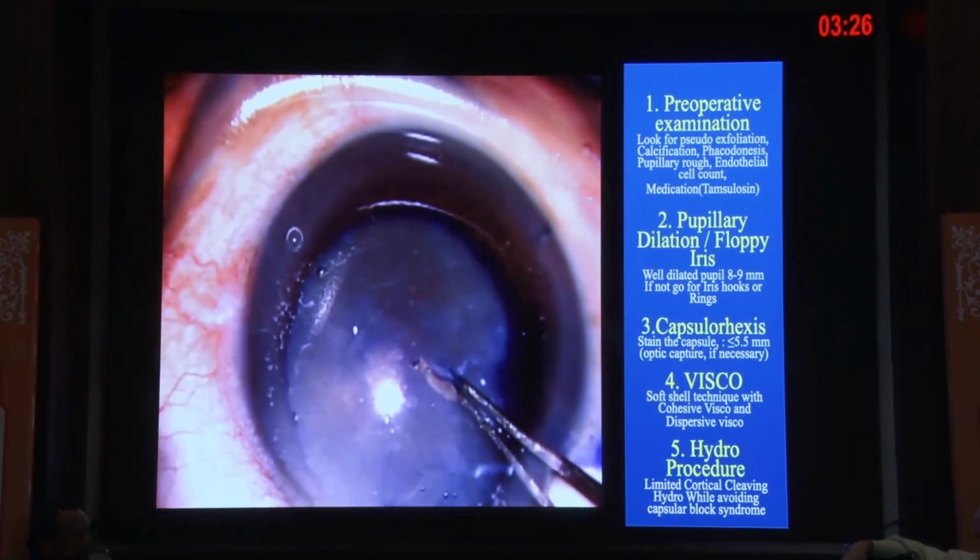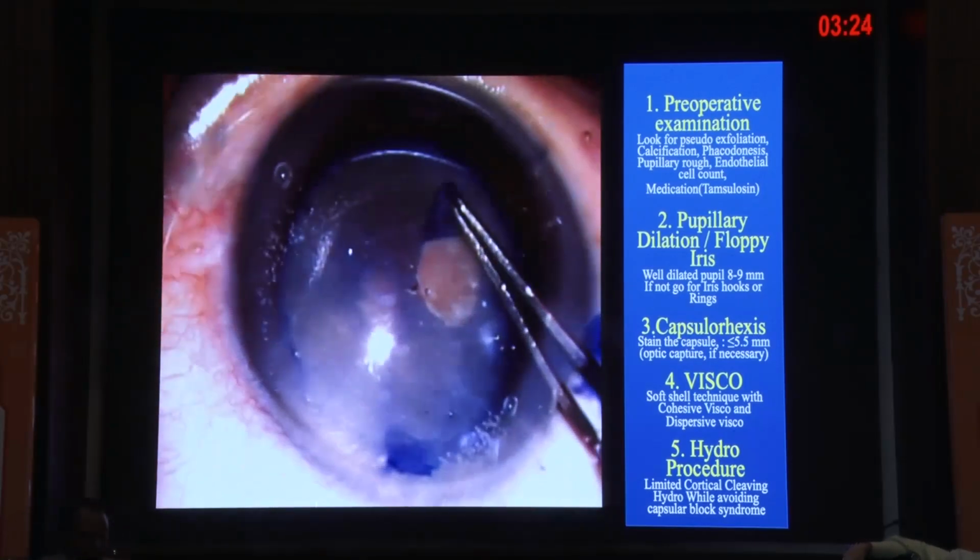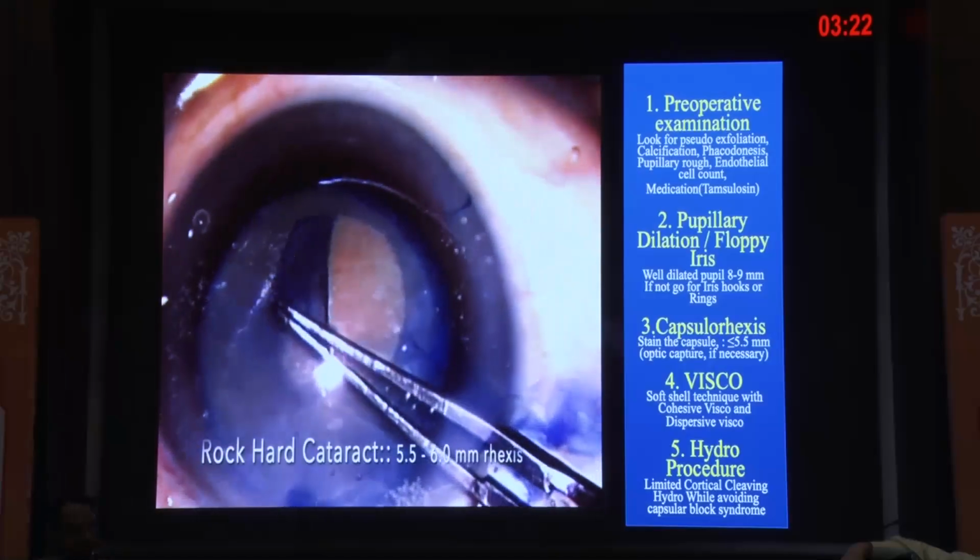So to start with, you have to do a good preoperative examination. Your pupil has to be well dilated.